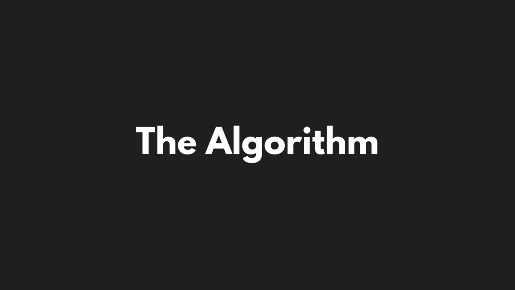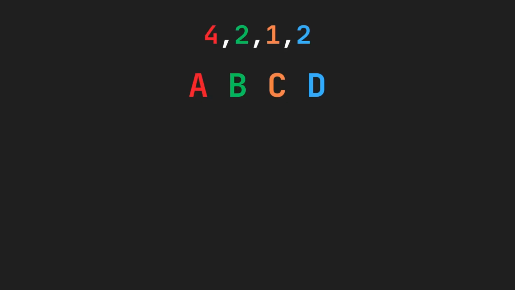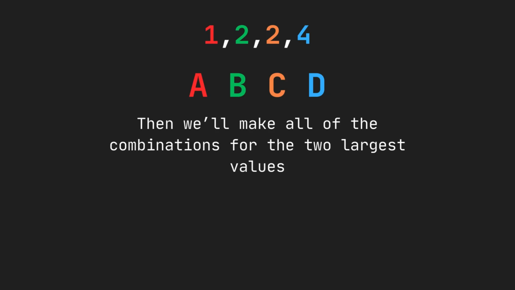All right, let's check out an algorithm. And the first thing I'll note here is, just like we saw, we're going to first count all combinations, and we'll try and remove duplicates, and then remove invalid combos. But let's go through them. So as a similar example, we'll have the 4, 2, 1, 2. Right off the bat, we're going to sort them into 1, 2, 2, 4. Then we'll focus on just the 2 largest numbers.